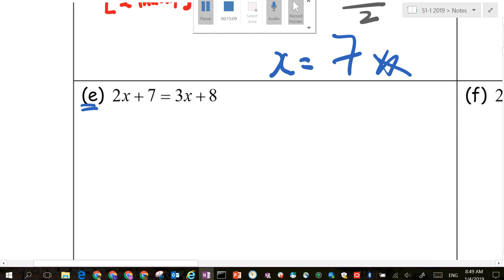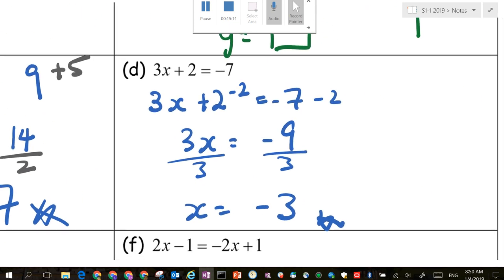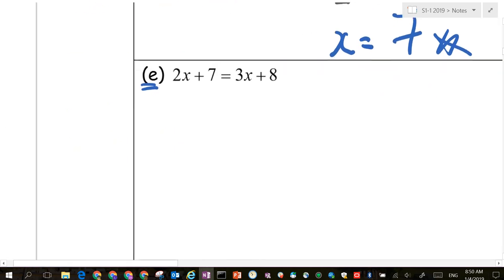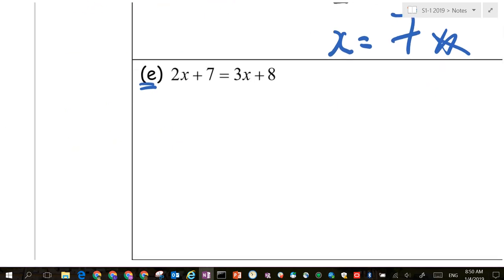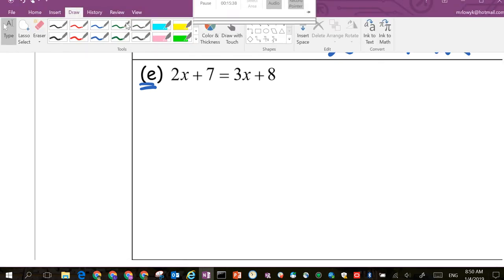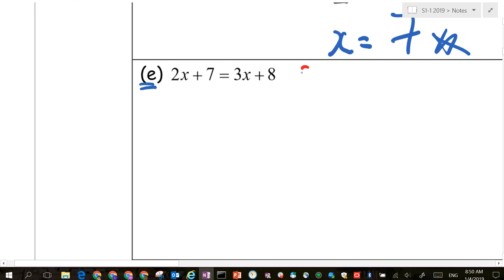Let's go to E. Now, for E, where is the X? Is there one X on the left hand side? Yes, 2X. Is there X on the right hand side? Yes. So, first I need to group the X together. Can you follow? Now, can you write down what I want to do? I want to group the X together. Can you write down?